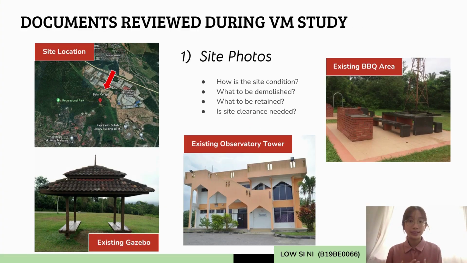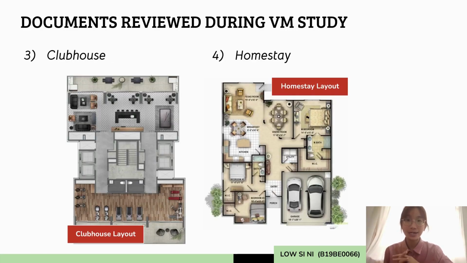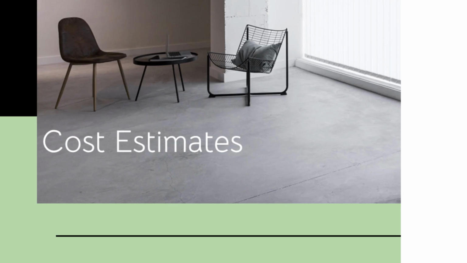The documents that our team reviewed are first the site photos. Our team has decided to retain the observation tower and outdoor BBQ facility as they serve as good existing tourist attraction points. Next, this is our proposed restaurant layout, followed by the clubhouse and homestay layouts.